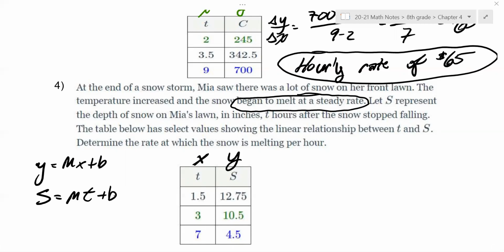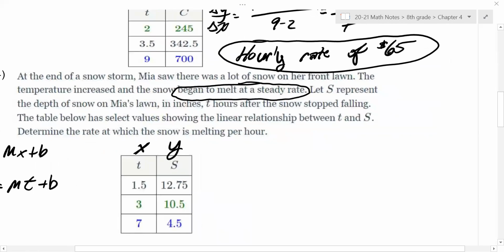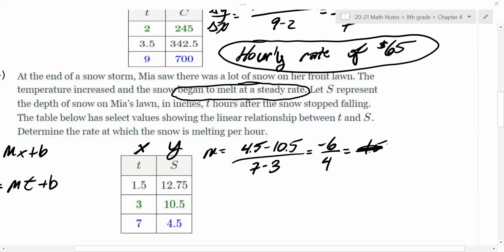The table below has select values showing the linear relationship between t and s. Determine the rate at which the snow is melting per hour. Now, it's asking us how much is it melting an hour. So you would think, well, we should have a negative slope. Let's find out. So I have my change in y, 4.5 minus 10.5. Change in x, 7 minus 3. That comes out to be negative 6 over 4, which simplifies to negative 1.5. So there's our negative slope, because when snow melts, it wouldn't be a positive slope.